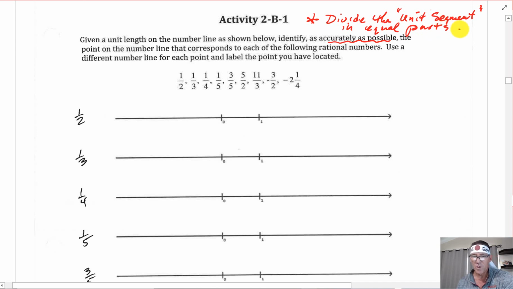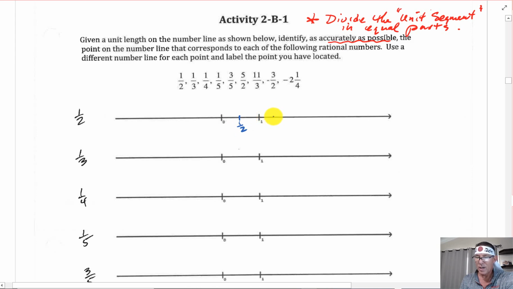So when you figure out where 1/2 is, obviously you divide it into 2 equal parts. So we're going to do that. So I'm going to divide that into 2 equal parts right here. Now notice this is just an approximation. This is not with a compass or a straight edge or a ruler or anything like that. So you estimate the position of 1/2.